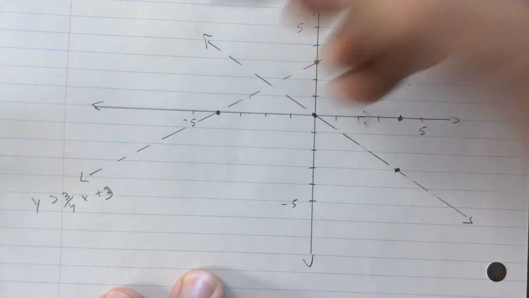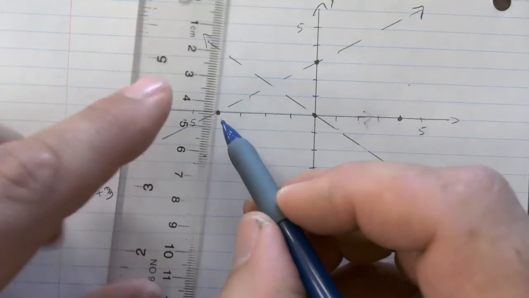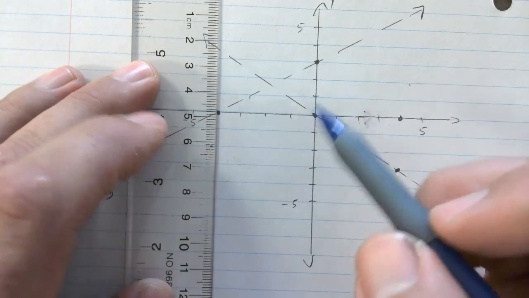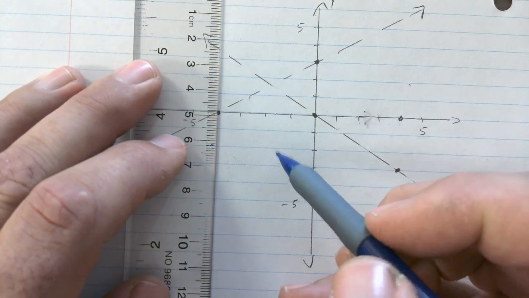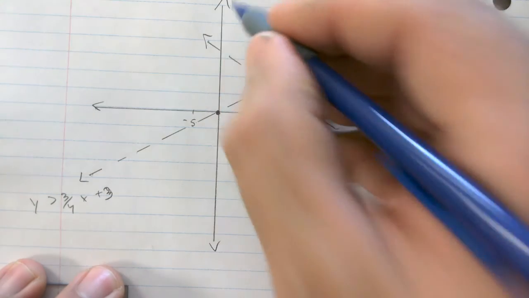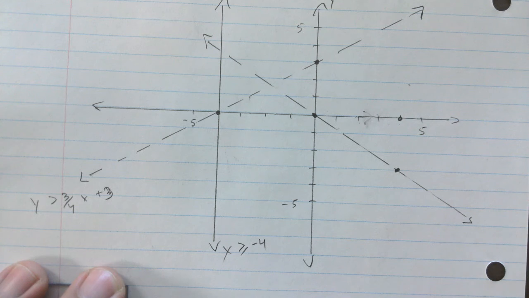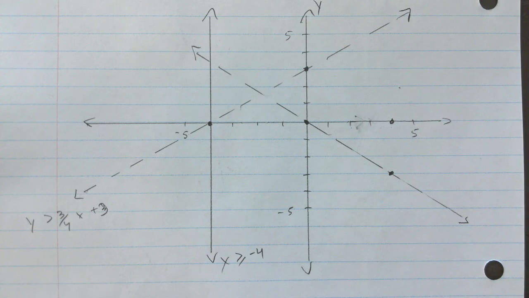See, your line that you're graphing on your calculator should match what you have here. And then the x -4, this is a solid. This is x is greater than or equal to -4. Again, this one is enclosed, but don't get too used to that, okay?